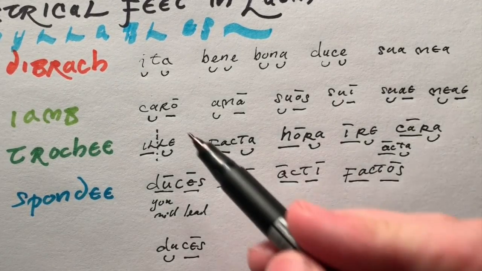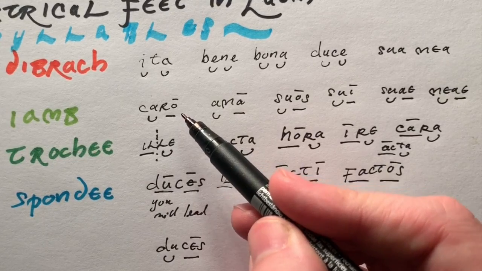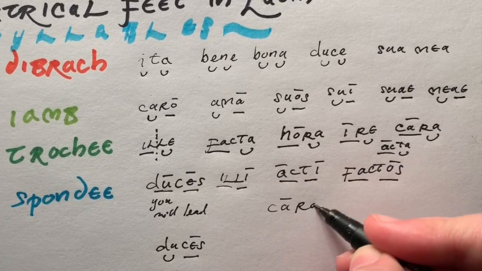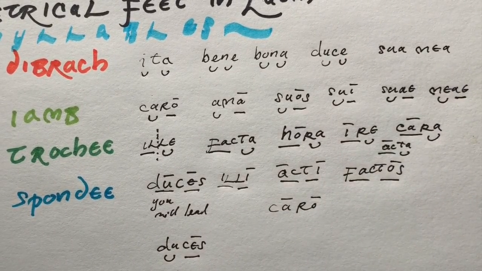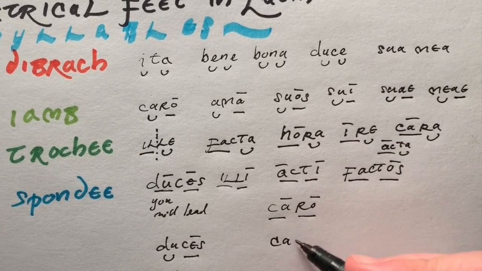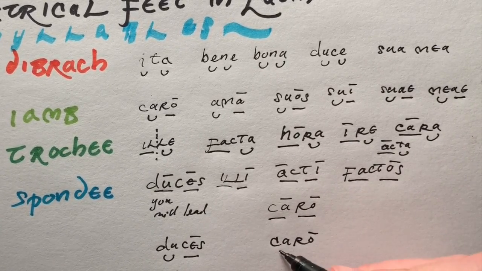And earlier we looked at caro, which is an iamb, but there is another word, caro. This means for the dear one. Caro, it's dative case. And that is distinct from the meat, which is caro.